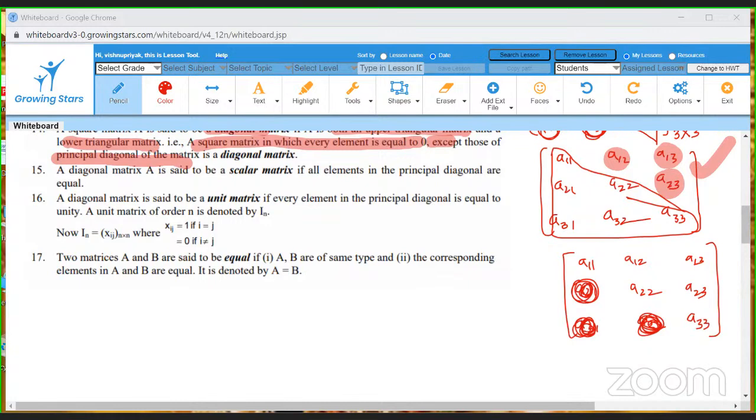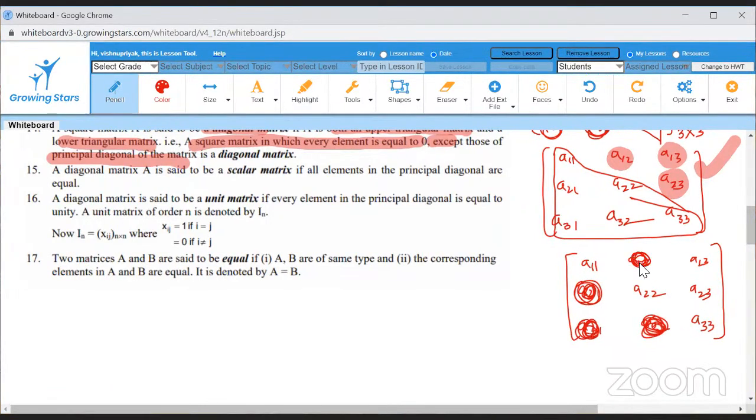Lower triangular matrix, which ones will be 0? Row less than column will be 0. So all of row... someone is asking about marks. Okay, 9 marks for matrices, 9 marks total. So in a lower triangular matrix, the elements with row less than column are 0.